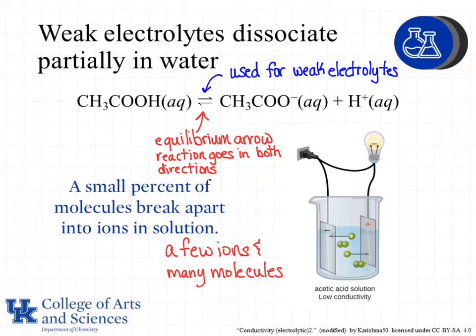Notice that an acetic acid solution has a very low conductivity. We have some ions that are able to carry the charge within the solution, but not a high number as we would have in a strong electrolyte.